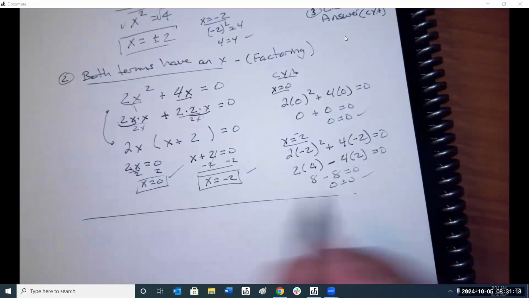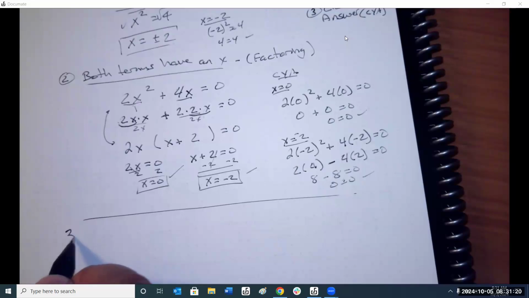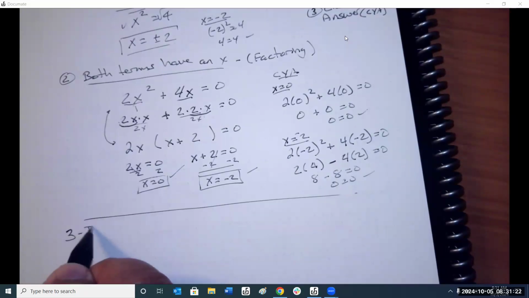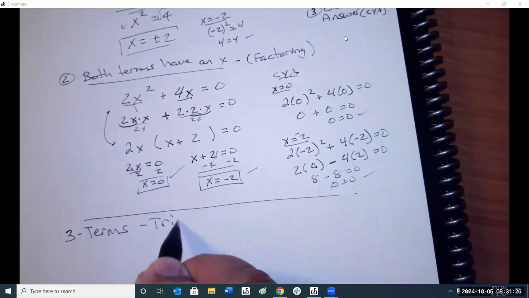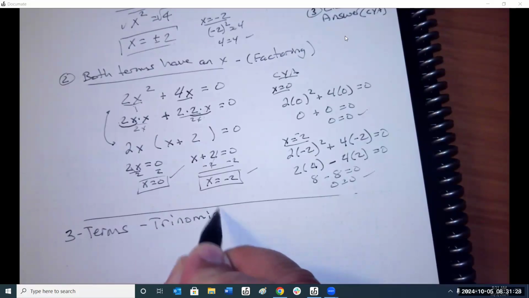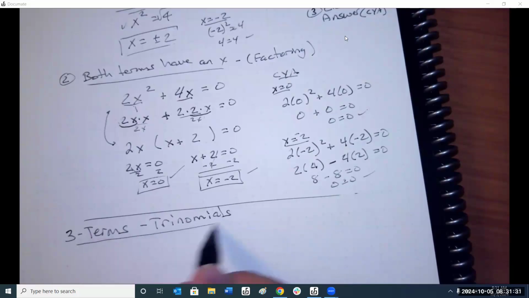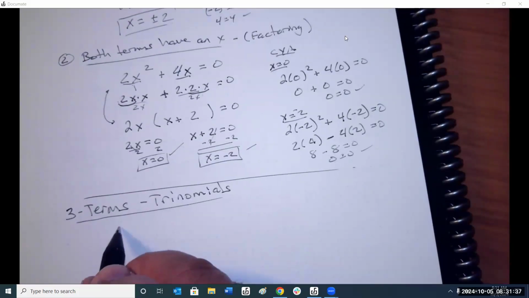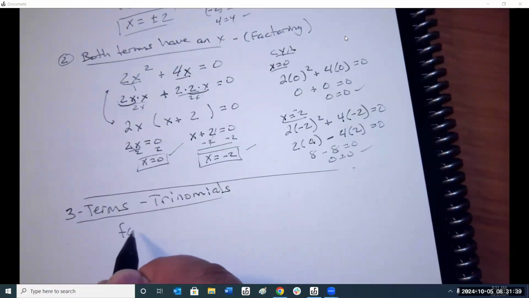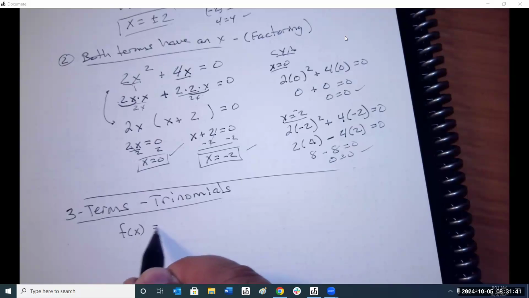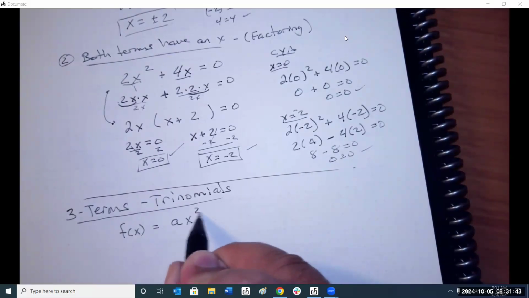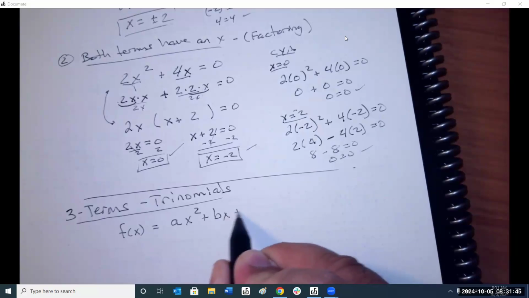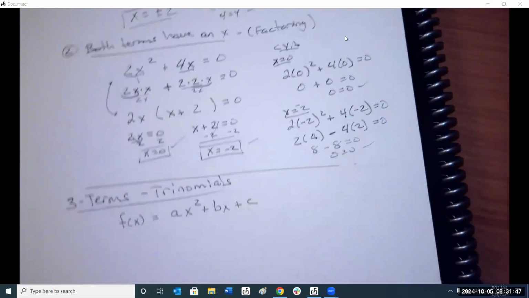Now, let's look at three terms. They're trinomials. So now, if it has three terms, the function will look like this.